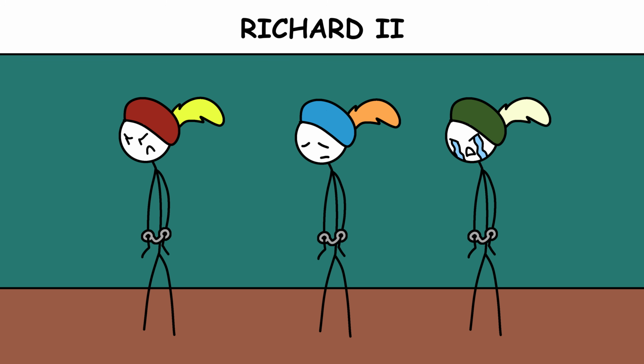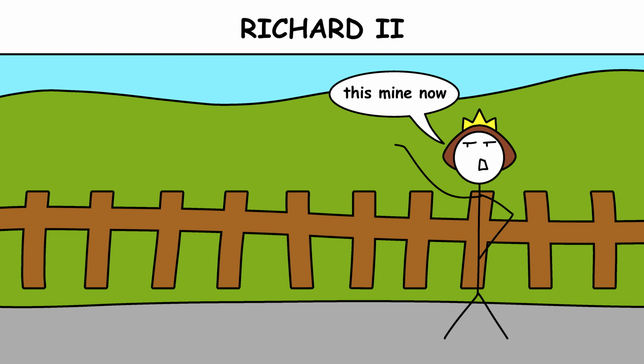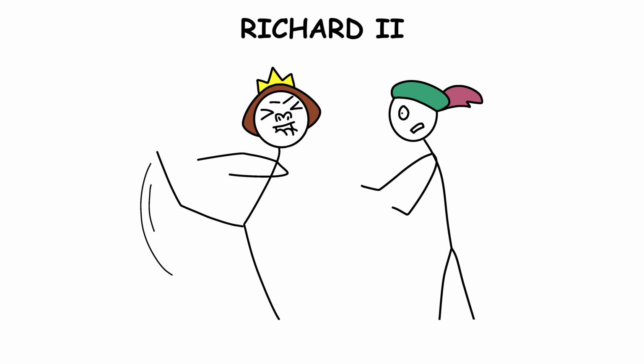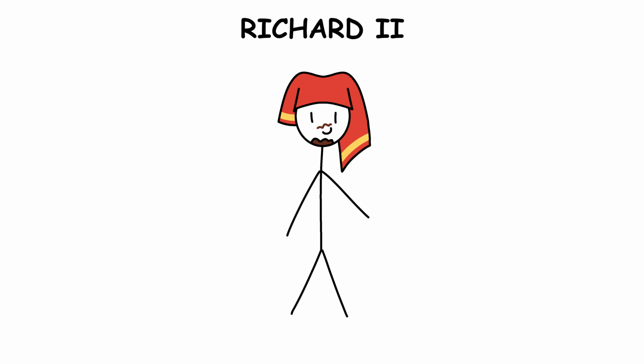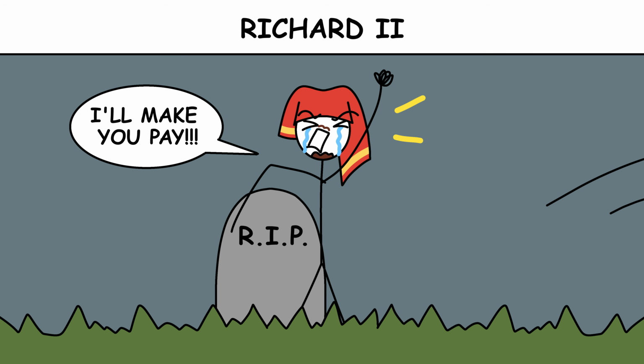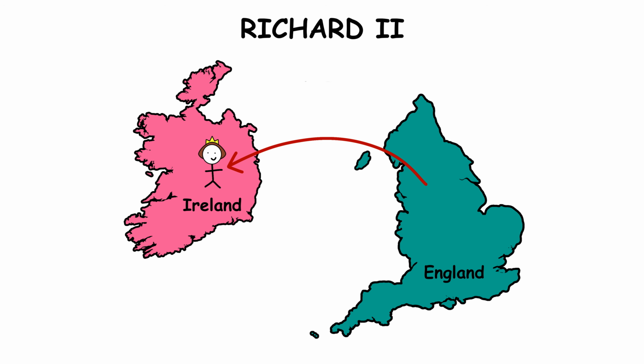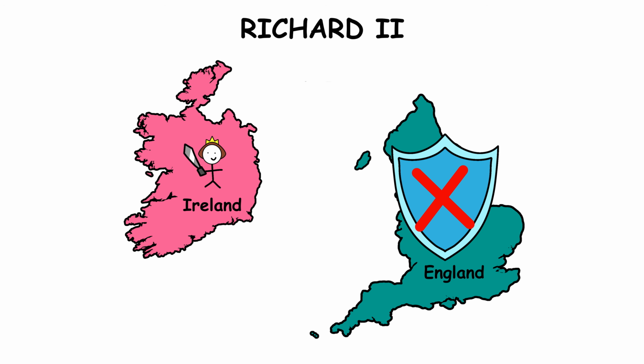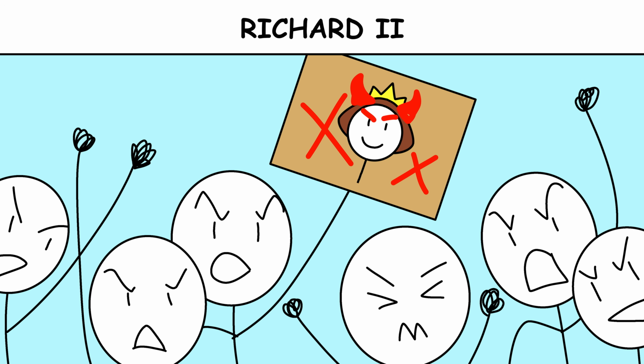Richard arrested his nobles and seized their lands. Some he executed without trial, others he banished forever. When his cousin Henry Bolingbroke was cheated out of his inheritance, Richard made a fatal mistake. Richard went to Ireland to fight, leaving England undefended. Henry invaded and found the whole country ready to rebel against the tyrant king.